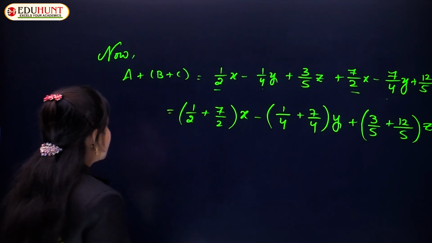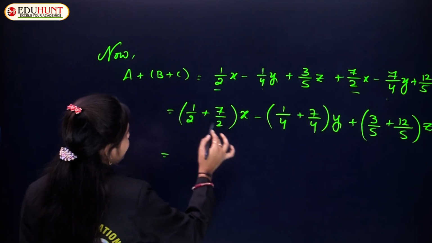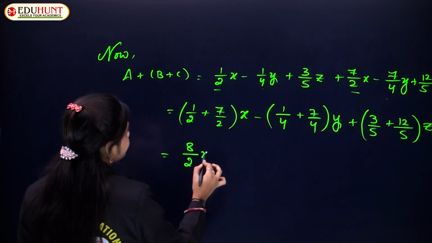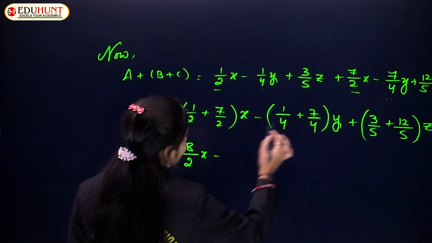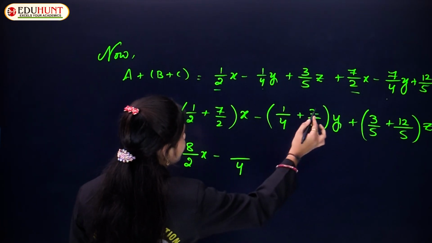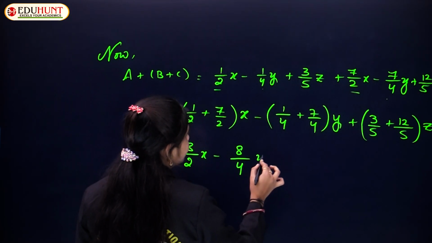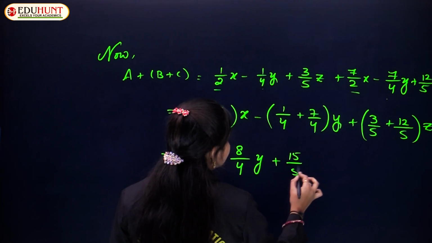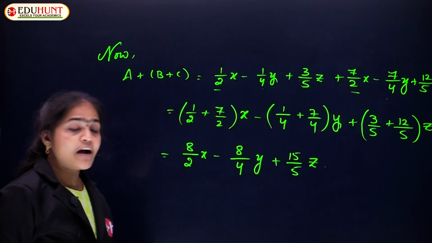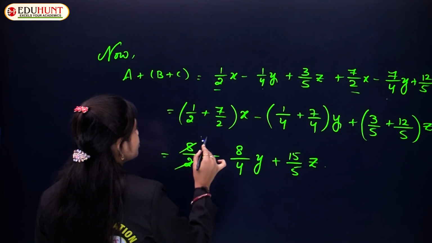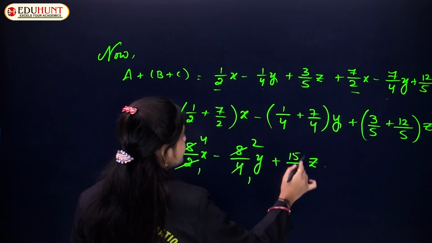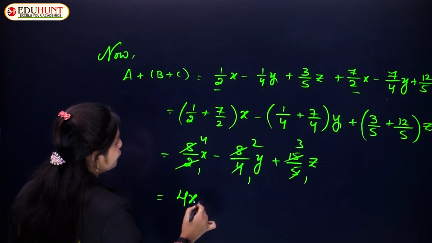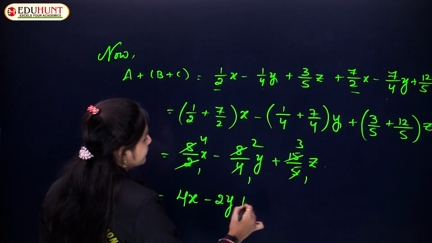Clear? Yes. See here, 1 by 2 plus 7 by 2 are like terms only, so directly 7 plus 1 is 8 by 2 x. Minus, again 4 is common, like terms only, so 7 plus 1 is 8 by 4 y. Plus 12 plus 3 is 15 by 5 z. After simplification we get 2 ones are 2, 4 twos are... 4 ones are 4, 4 twos are 2, 5 ones are 5, 5 threes are 3. Finally we have the expression 4x minus 2y plus 3z.